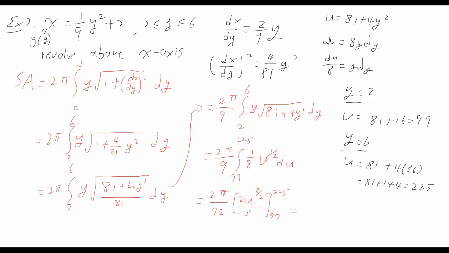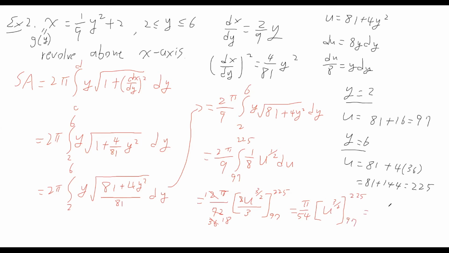I'm gonna bring out the 2/3, put it in the front. Let's see what we have. So that's 36 over 1, and then the 2 here, that's 18. So 18 times 3, that's 54. So we have pi over 54 on the outside. And then here we just need to worry about the u. Right, so u to 3 halves, 225, 97.